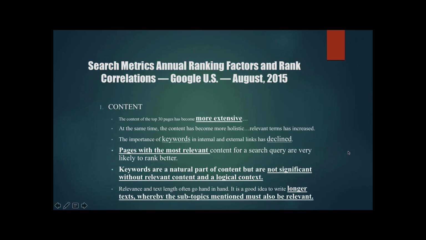So what they found, studying just massive amounts of data, is that the top pages have more extensive coverage of the theme that they're trying to cover. Content's more holistic. Keywords and external links have declined in importance. Pages with the most relevant content are likely to rank better. It's not going to be significant as part of the content without relevant context. So the context of what you're saying has to be relevant. Longer texts whereby the subtopics mentioned also need to be relevant.